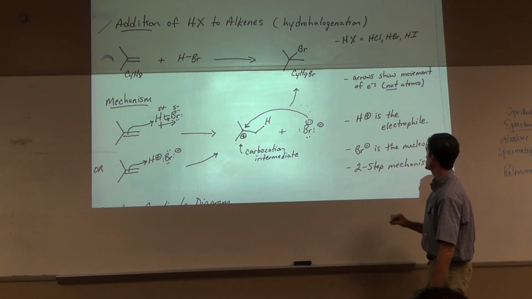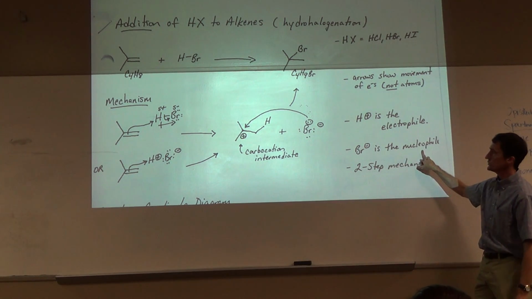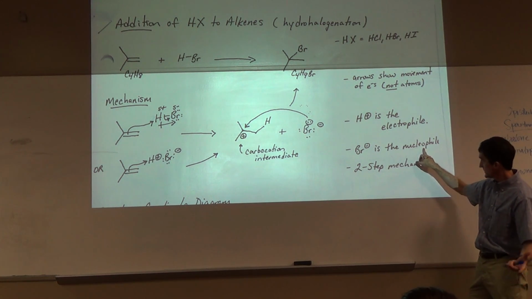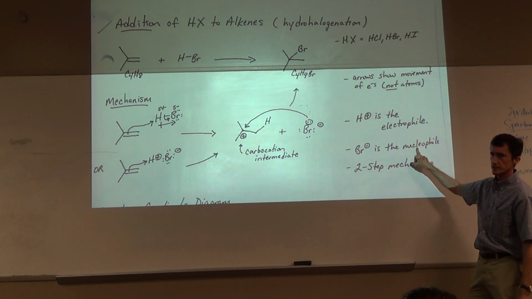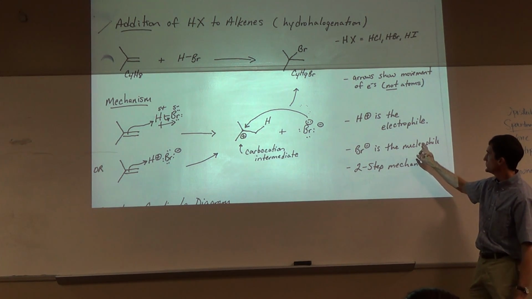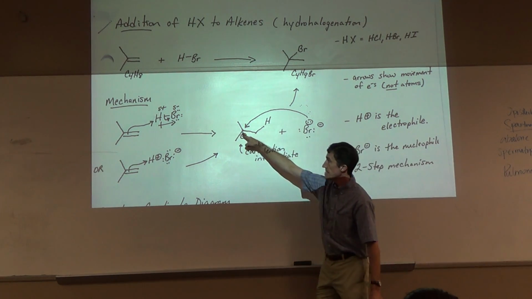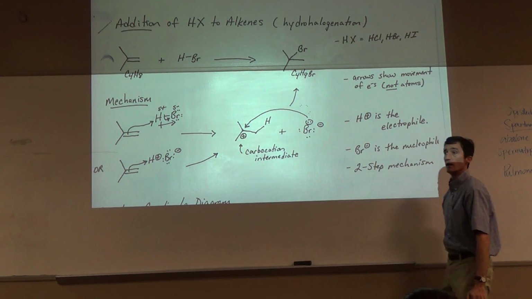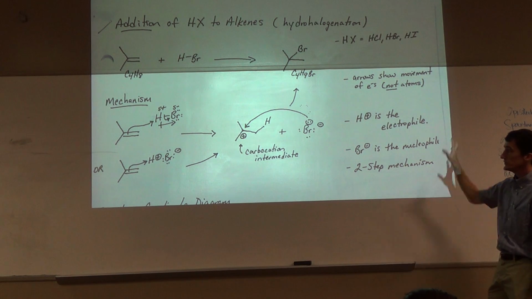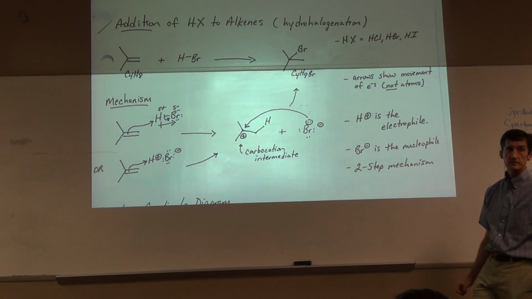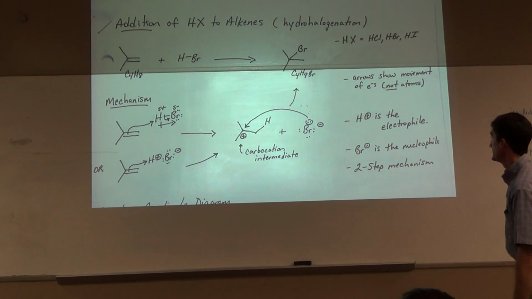H+ here is the electrophile. Br- is the nucleophile. What does nucleophile mean? Electrons don't like it. What does it like? It likes the nucleus. What's the charge of a nucleus? Nucleophiles like positives. Br- likes that positive. That's why it bonded to it. Okay? We will use that type of terminology throughout. Electrophiles are reacting with nucleophiles. That's organic chemistry all the way.